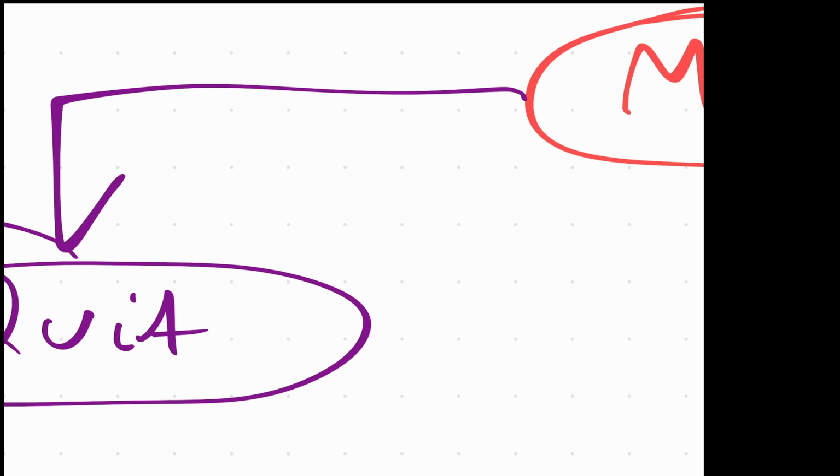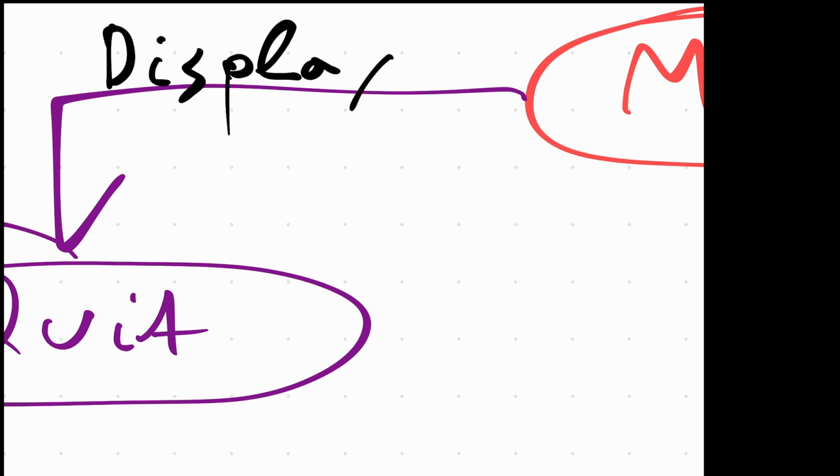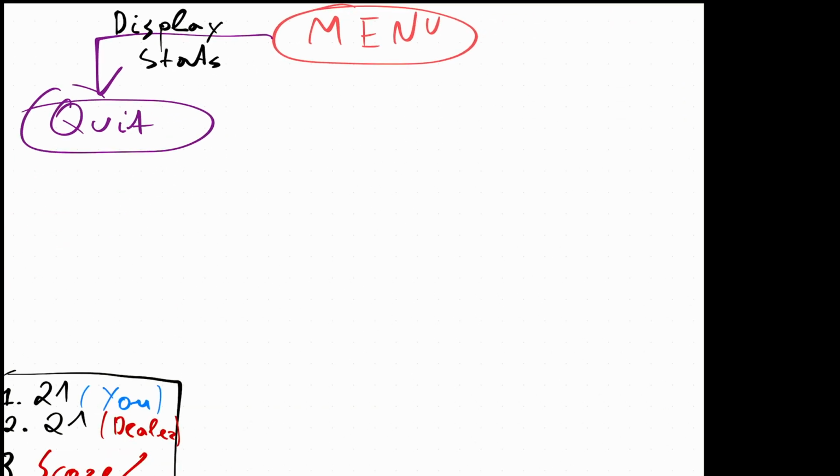And here is going to display your stats. So, for example, how many games you won, how many games you lost, how many chips you have left, all of that. So this is the action of leaving. This is what's going to happen. Display stats. Right. And now to the actual game.